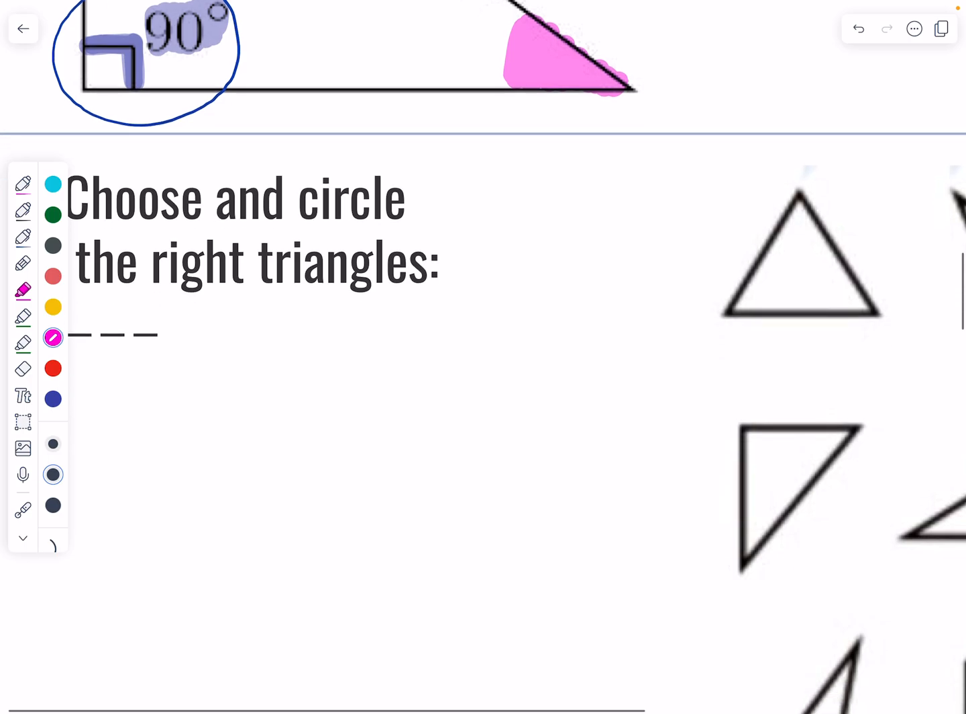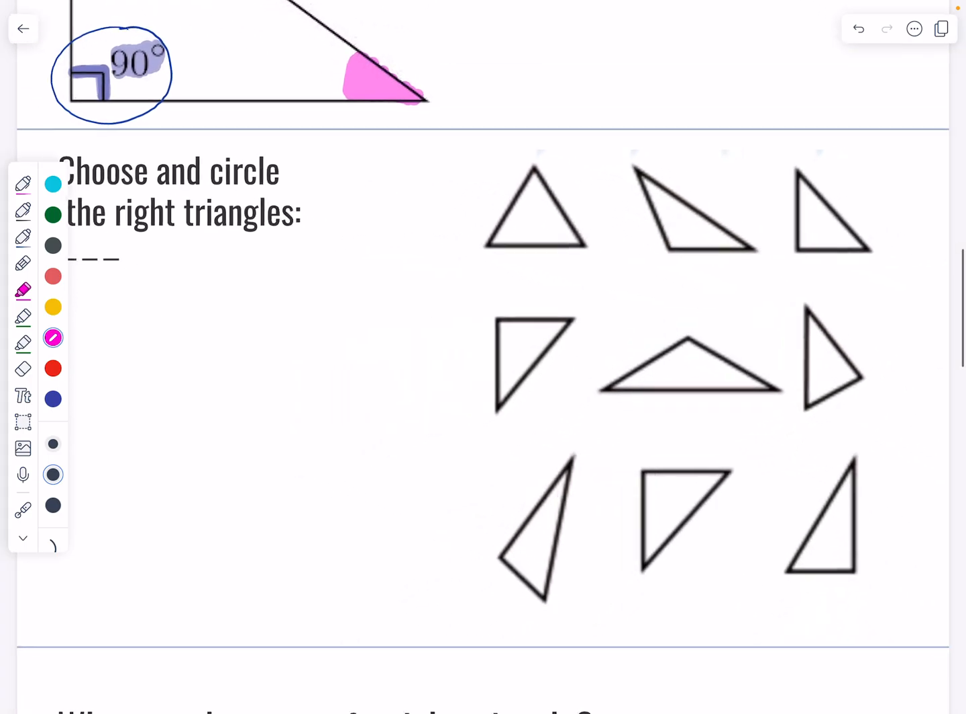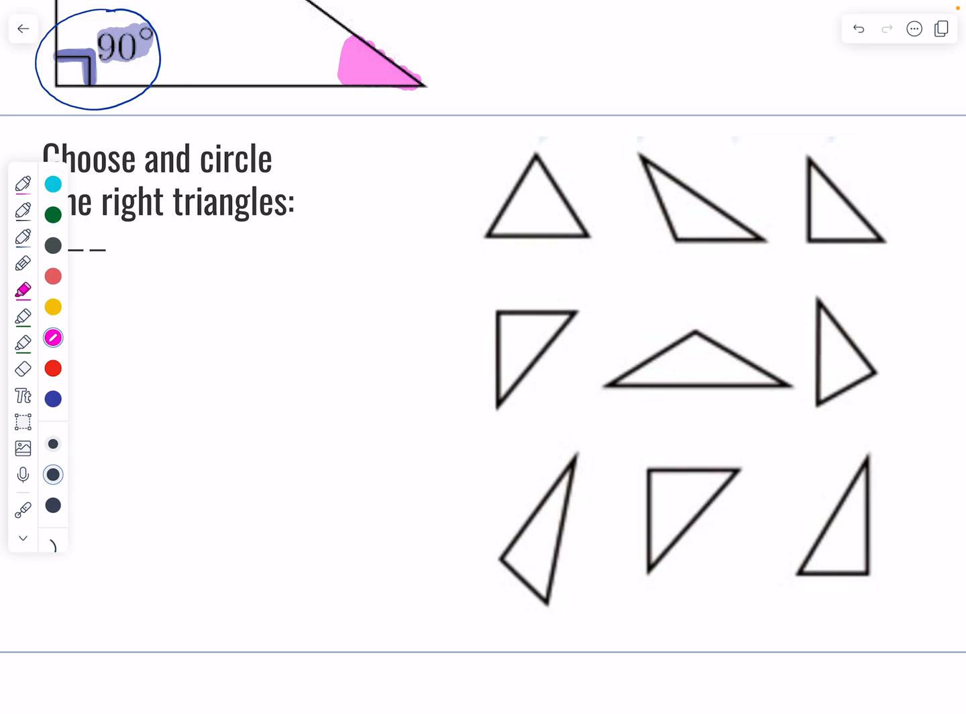It says choose and circle the right triangles. So the first thing we're going to do is put a 90-degree angle box on the ones that we think are right angles. Which ones look like 90-degree angles before we get started? The first one does not. Second one does not. This one looks like it might have a right angle right here, so we're going to define it and draw it. Same thing here. This one has a right angle in the corner. This one does not. That's an obtuse angle.